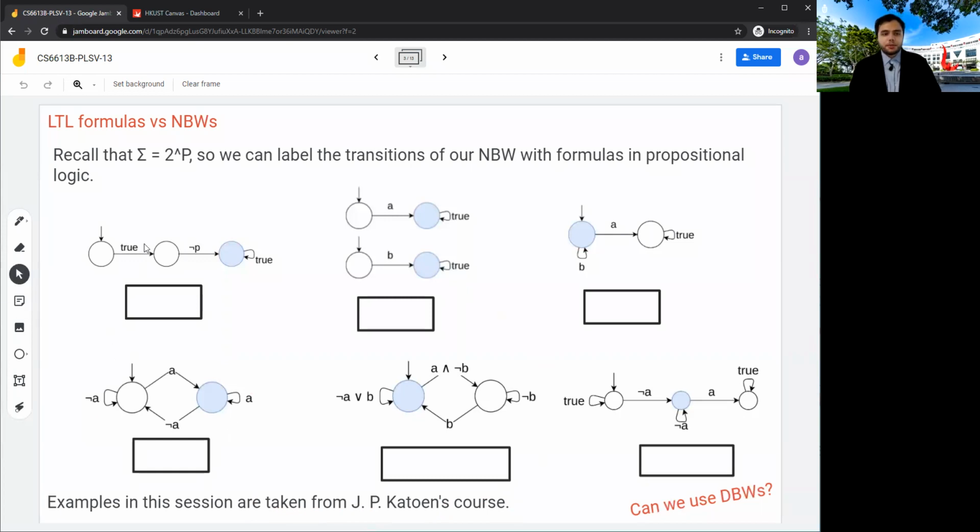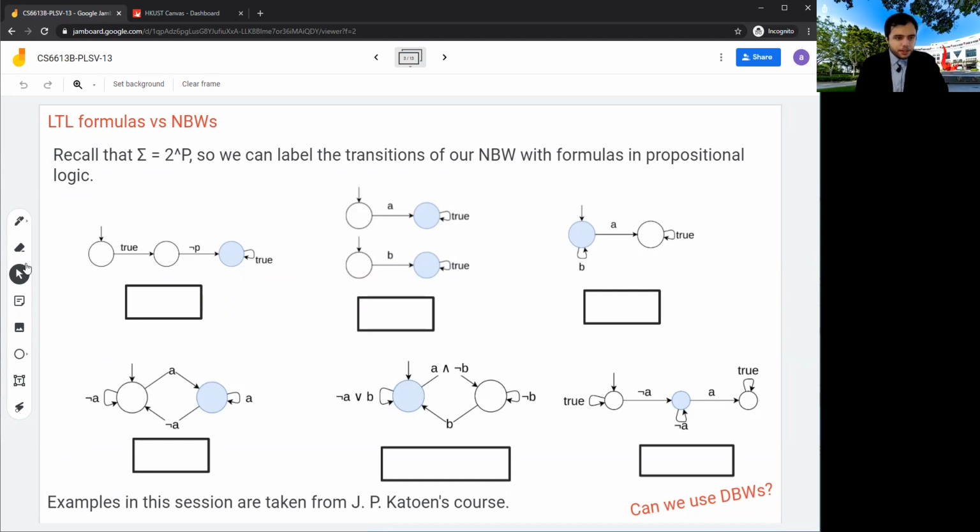Let's start by saying that an automaton is equivalent to an LTL formula if the language of the automaton is equal to the semantics of the LTL formula. And in the previous session, we basically said that the semantics of an LTL formula is the set of all infinite paths that satisfy that formula.